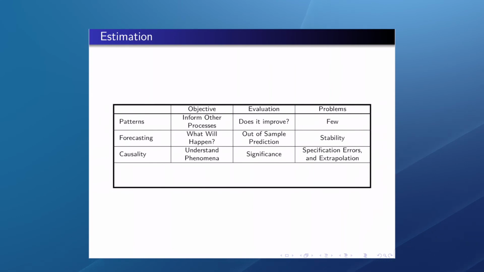When you want to understand causality, which is more or less what we economists tend to do, we want to understand the phenomenon that is happening. It's not good enough for us to predict something. We want to understand the why. So significance is very important. And here, specification errors are the problem that appears the most. Also, there are extrapolation issues. But again, you can understand the causality in one group of the data, but not in the others.